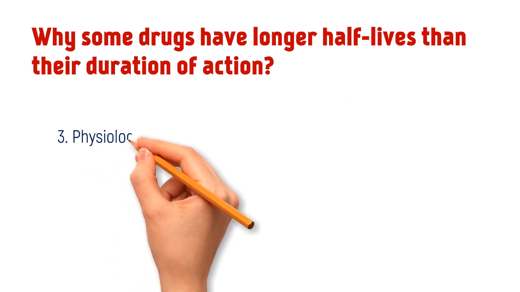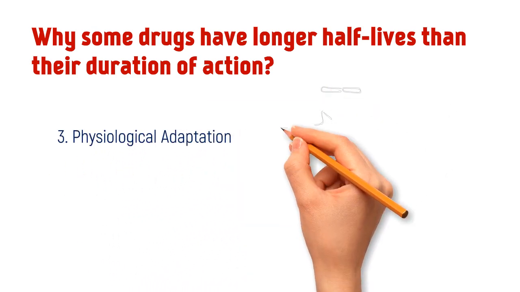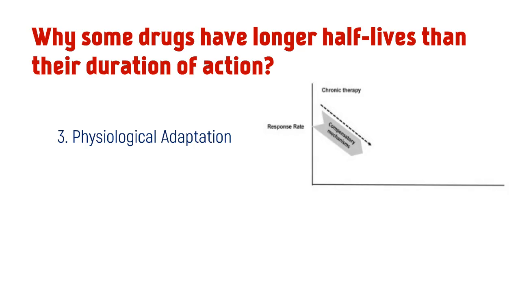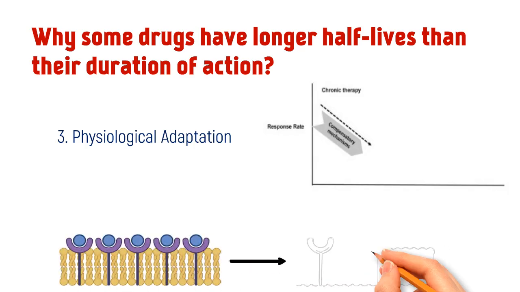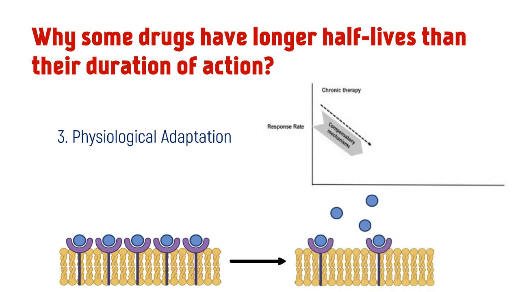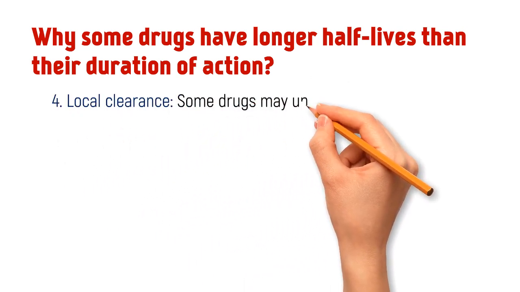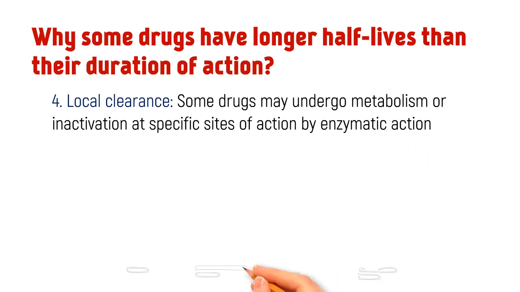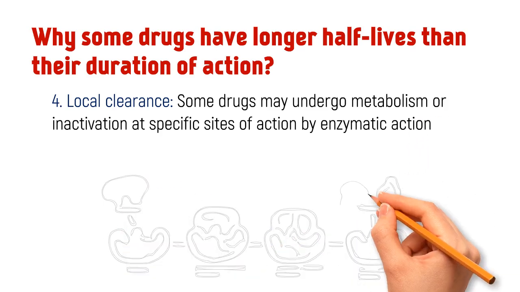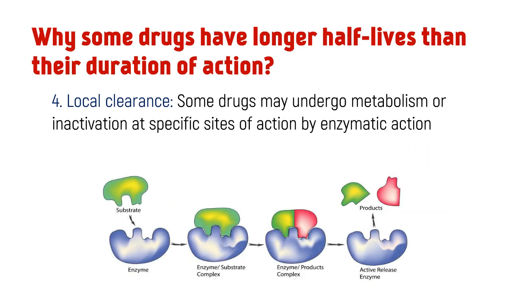Thirdly, physiological adaptation. The body may adapt to the presence of a drug through various physiological mechanisms. For example, if a drug acts on specific receptors, the body might decrease the number or sensitivity of those receptors over time, reducing the drug's effectiveness despite its longer half-life. The fourth and last factor is local clearance. Some drugs may undergo metabolism or inactivation at specific sites of action by enzymatic action, rather than being cleared uniformly throughout the body. This local clearance can shorten the duration of action while the drug remains in the systemic circulation.